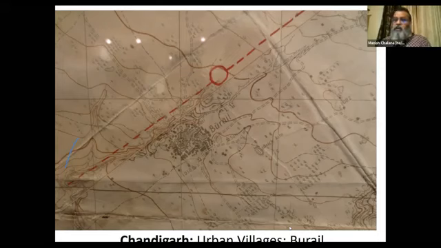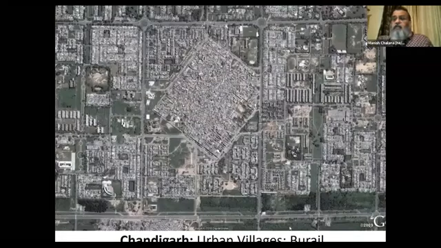And so the state at that point was confronted with the choices of pursuing this modernization project, but at the same time retaining some of these villages, which ultimately become urban villages in the second phase of the city's development. What you see here is Burail from an old historic map, which is very small here, as you can see. And this is how it looks today in the Google Earth image, right?